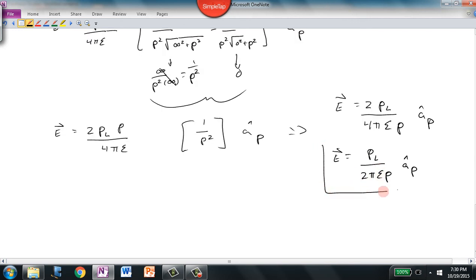So this is the final form. This is the electric field strength at point P due to an infinite line of charge along the z-axis. You just take the charge density of the line and divide that by 2 pi times epsilon, which is the permittivity of free space. You then find the radial distance of the point, and we see that the force is just going to act in that radial direction.